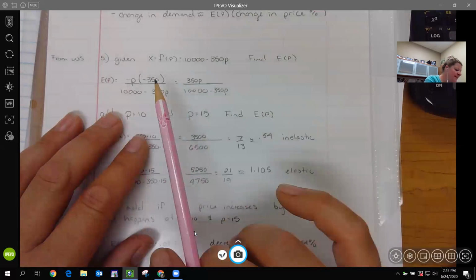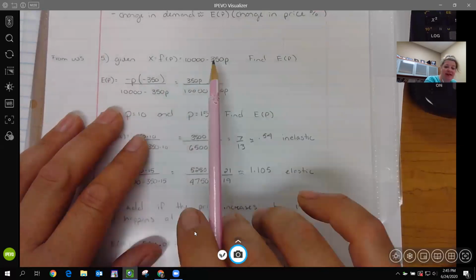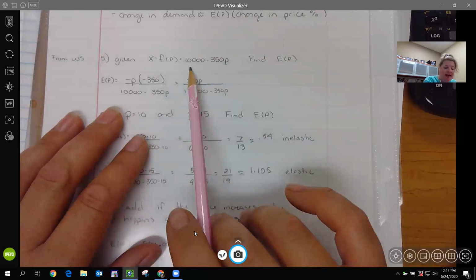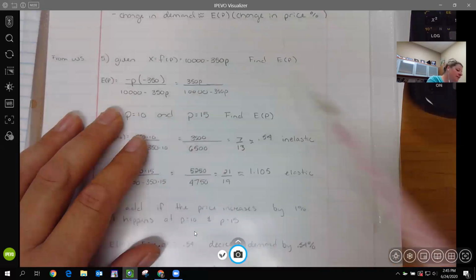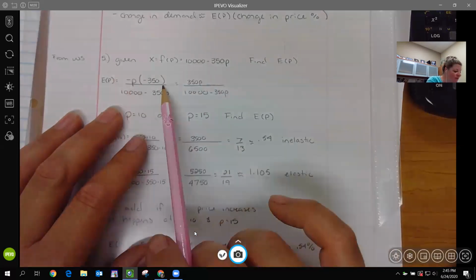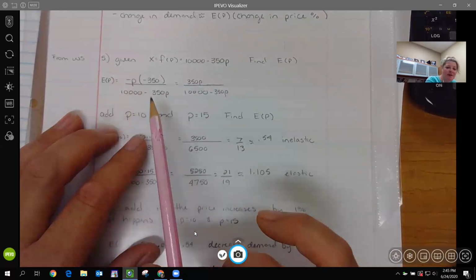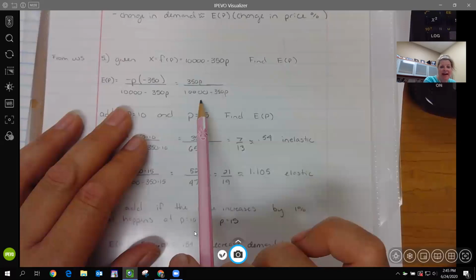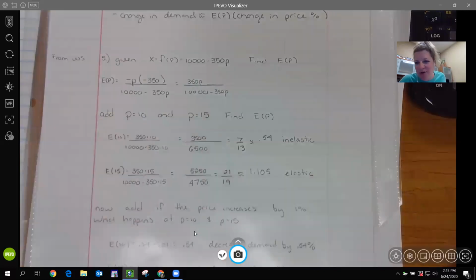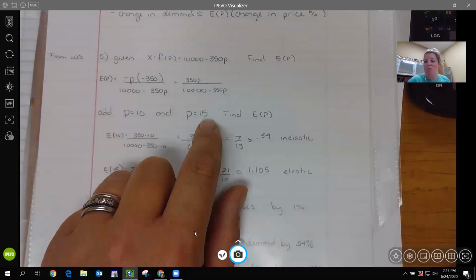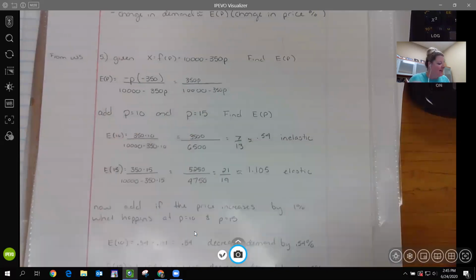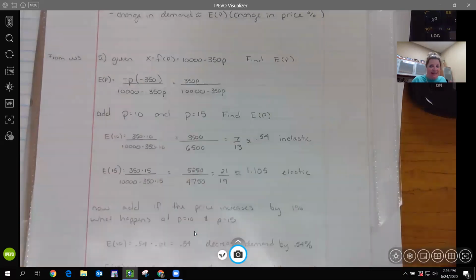The formula is negative price times the derivative. Well, 10,000 disappears, and so we're left with negative 350 because the P will also disappear. So I have negative P times the negative 350 over the original. That's it. That's my formula right here. You're done on quite a few of your homework problems. That's all it's asking. If I said, what if your price is $10? What if your price is $15? Then am I elastic or inelastic? This is the formula. Putting in those prices is how you decide whether something's elastic or inelastic.